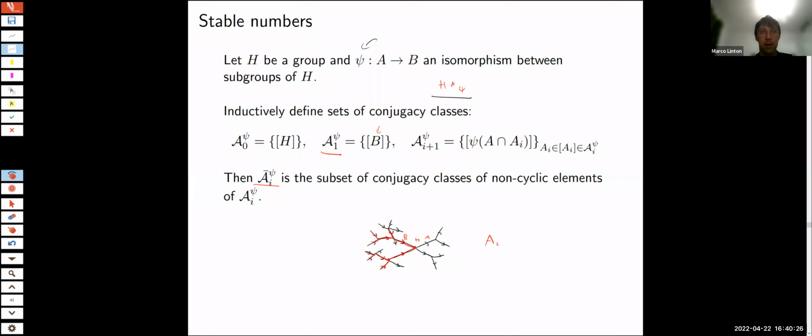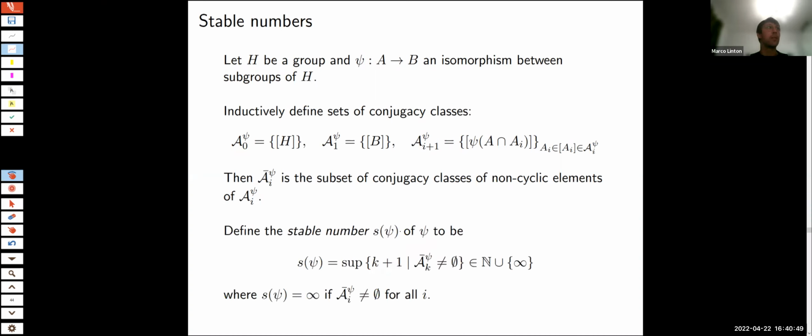And we're forgetting about all these edges which go different directions or have different orientations. We only care about this subtree which is leading directly into H. And then as you take bigger and bigger I, these AIs are just stabilizers of longer and longer segments leading into H. Okay, so that's what the AI sets are.